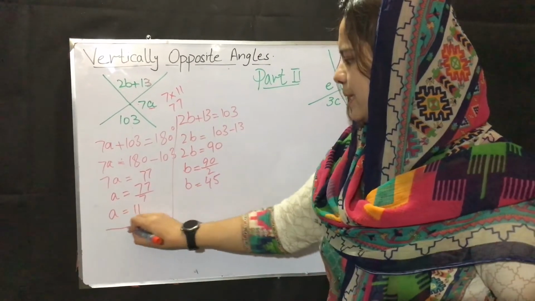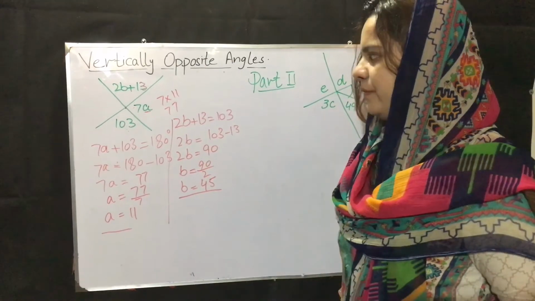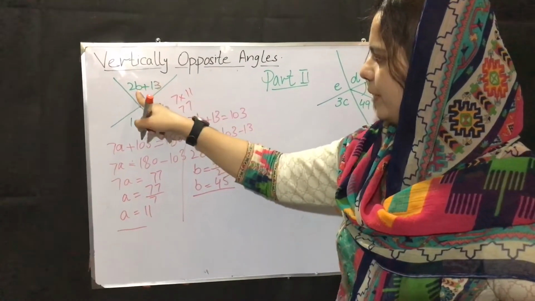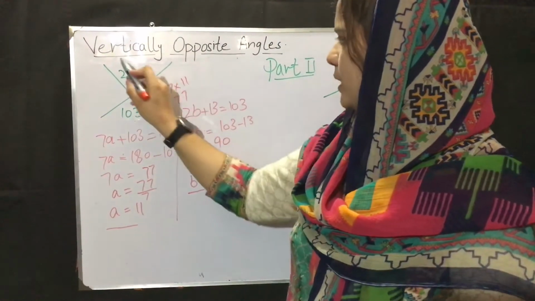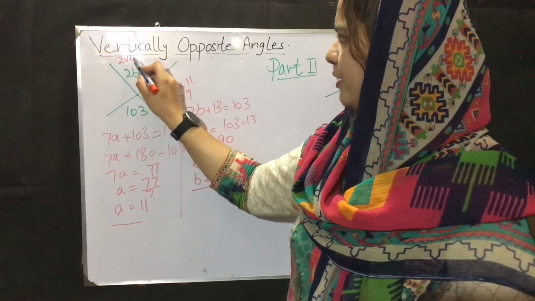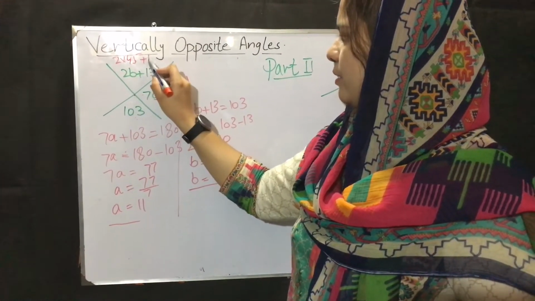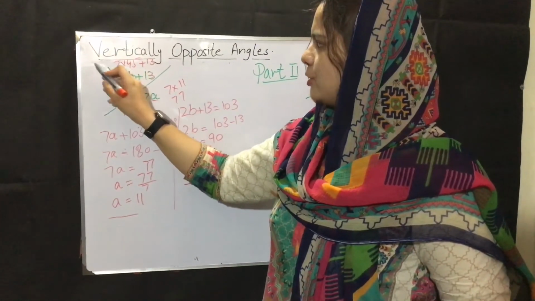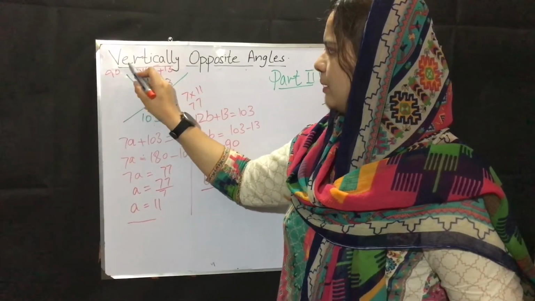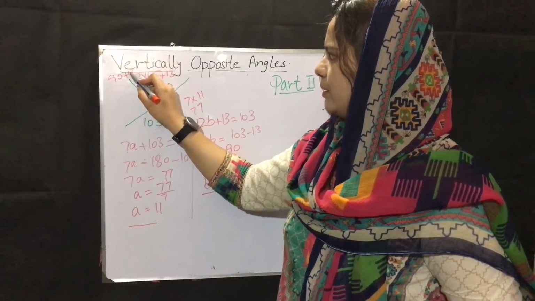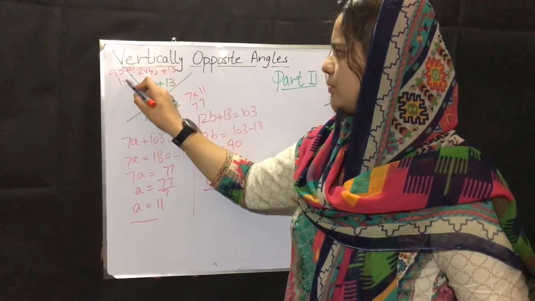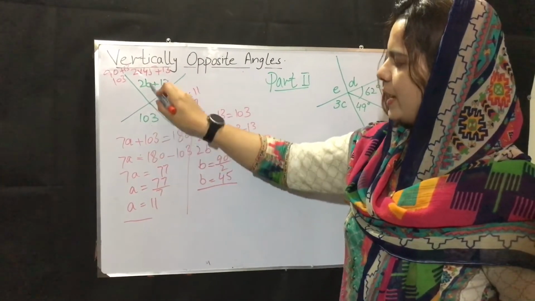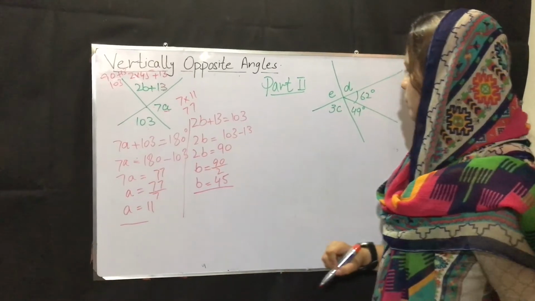So a value is 11, b value is 45. We just need to find the value of these variables. If you want to find the value of this angle, so 2 multiplied by 45 plus 13, follow the BODMAS rule. 45 multiplied by 2 is 90 plus 13, that is 103, because both angles are equal. This one is proof that vertically opposite angles are equal.